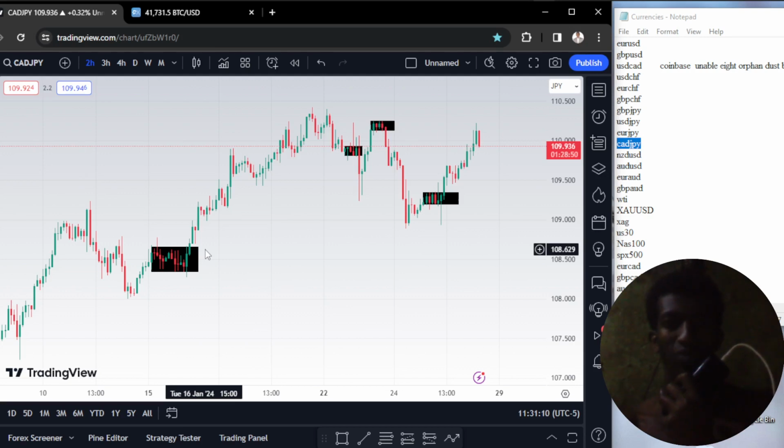Not supply and demand zone, no trend line breakout, no indicator can tell you the exact entry. They all tell you after the market has reversed direction or did some damage.